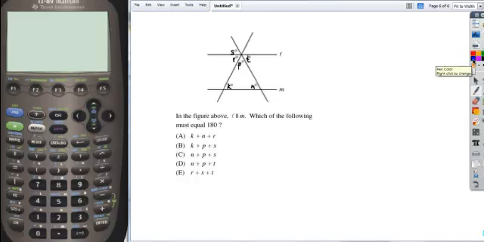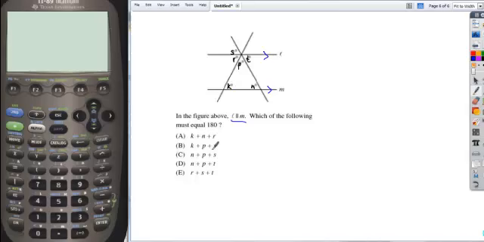Right. In looking at this problem, you're given the information that lines L and M are parallel, so that's very likely going to play a role in the solution to this. And it asks you which of the following must equal 180. Well, it's probably either going to be three angles that add up to form a straight line, or it's going to be three angles that add up in this triangle.